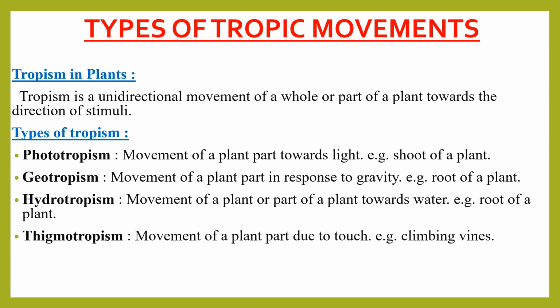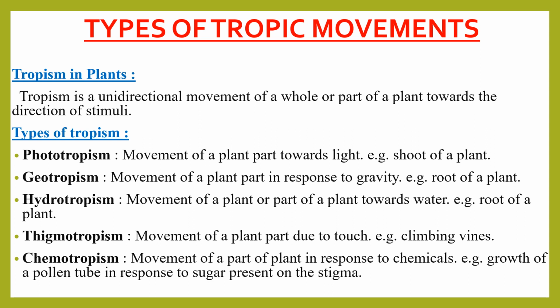Thigmotropism: movement of a plant part due to touch. Example, climbing vines. Chemotropism: movement of a part of a plant in response to chemicals. Example, growth of a pollen tube in response to sugar present on the stigma.